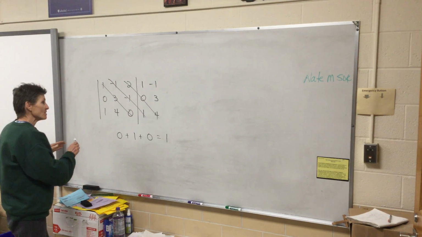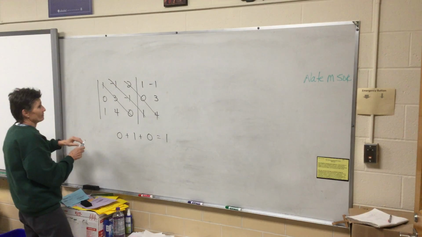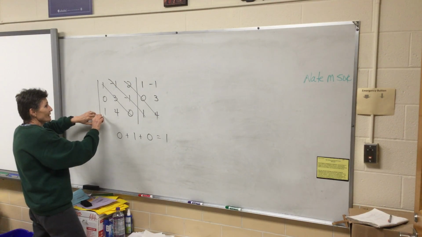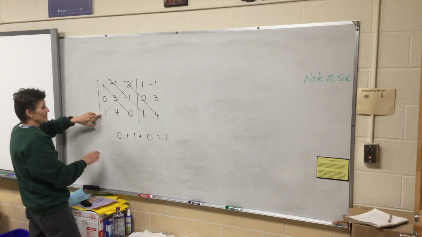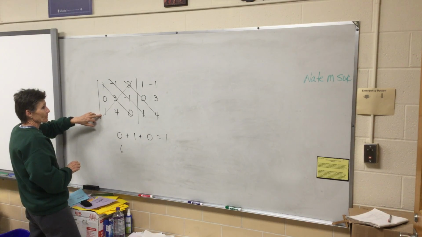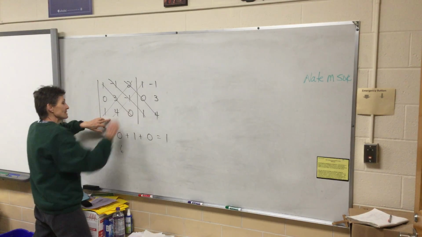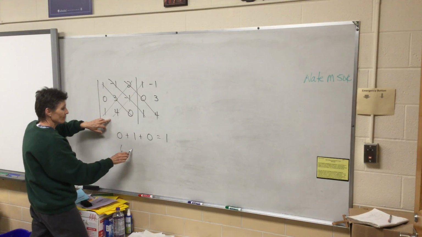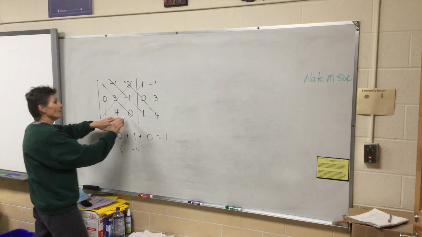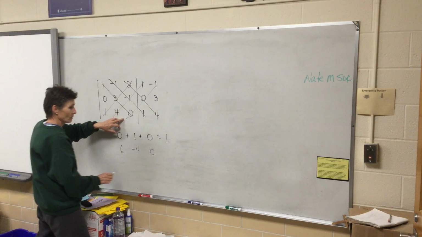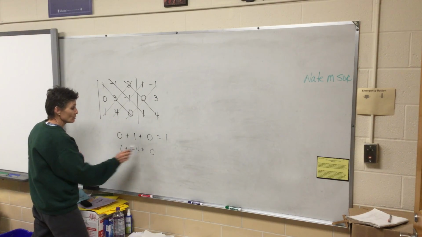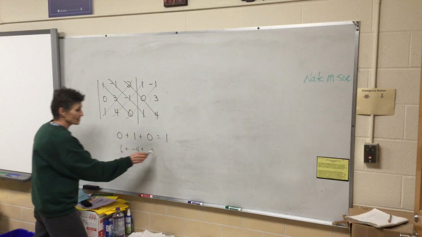Now do the same thing in the other direction. So multiply these together. I got 6. Multiply these together. I got negative 4. And multiply these together. I got 0. Now total those up. I got 2.